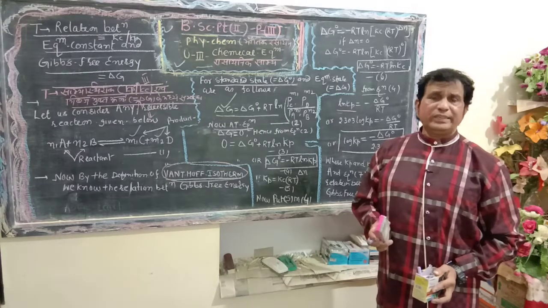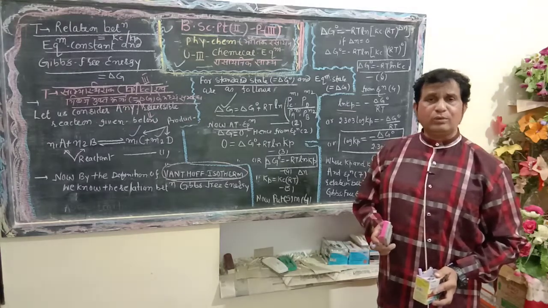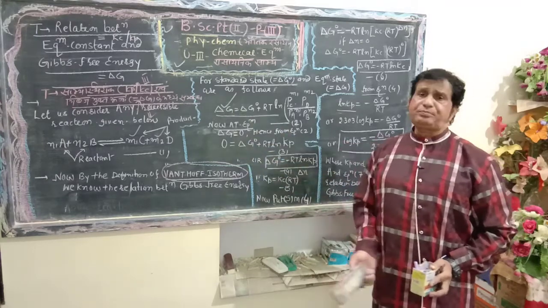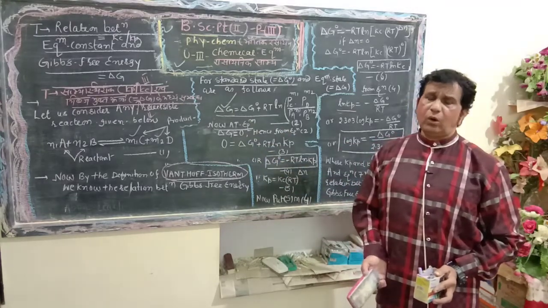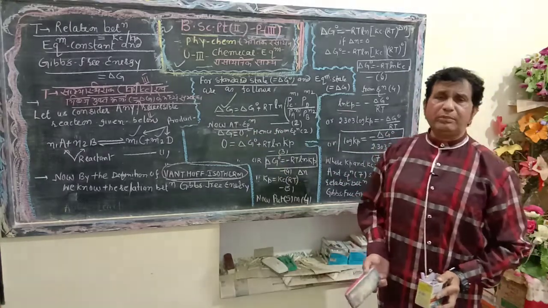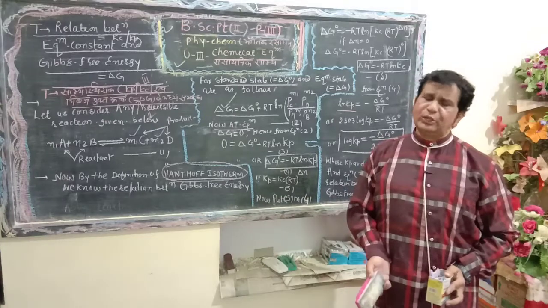Del G0 is defined as the Gibbs free energy in the standard state, that is, at a temperature of 25 degrees Celsius. The other one gives the free energy at equilibrium.